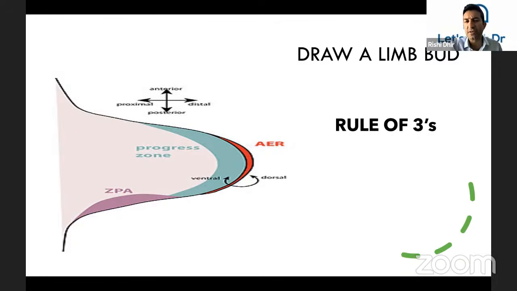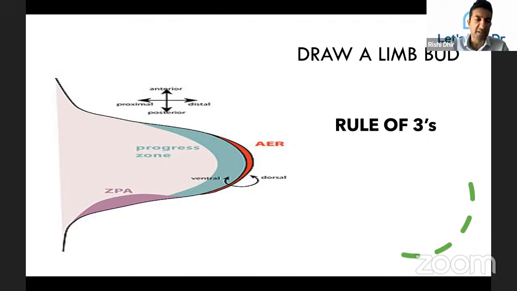Finally, growth occurs from dorsal to ventral and is under the influence of the WNT gene or wingless type gene. Okay, and an example of that would be people who have nail pads not on the dorsum of the finger, but on the volar aspect, where that may go wrong. So remember my rule of threes: 3 zones, 3 genes, and 3 directions.